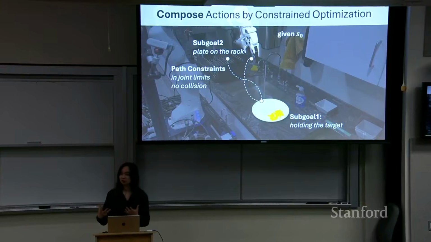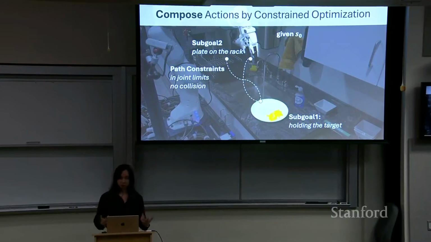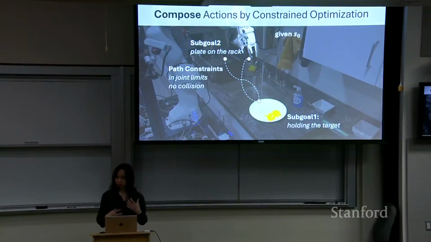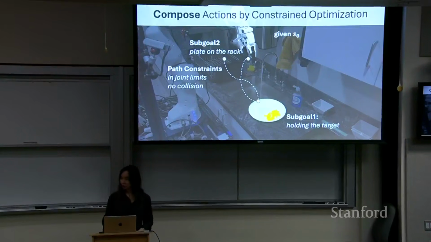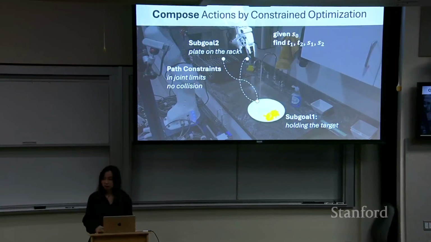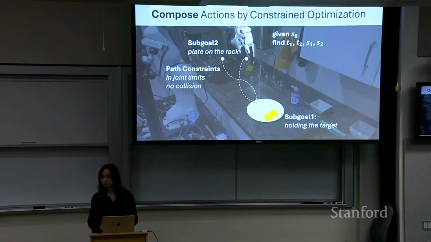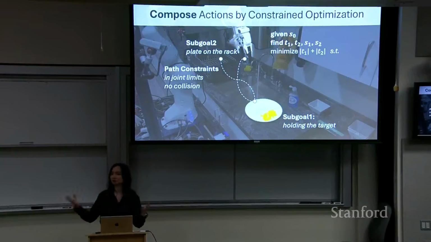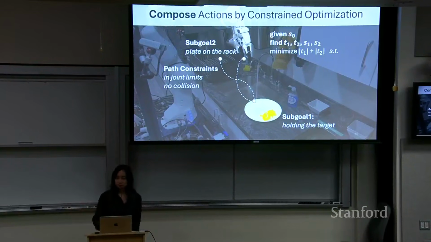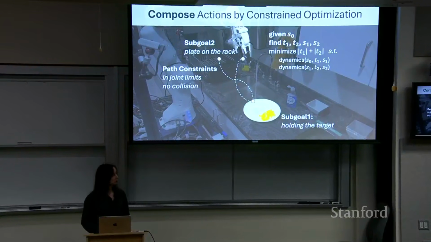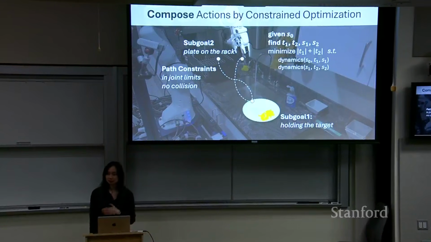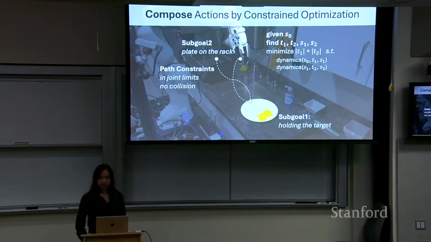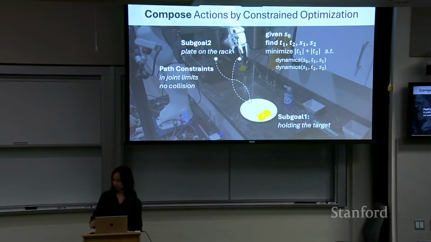And mathematically, this can be written down as a constraint optimization problem. I'm giving you the current state, which is composed of the drawing position, the object position, and so on. I want to find two trajectories, T1 and T2, and two states, S1, S2, minimizing some cost, let's say the total length of my trajectory, subject to the dynamics of the system. Like starting from S0, if I execute T1, I'm reaching state S1. And then if I execute T2, I reach state S2.